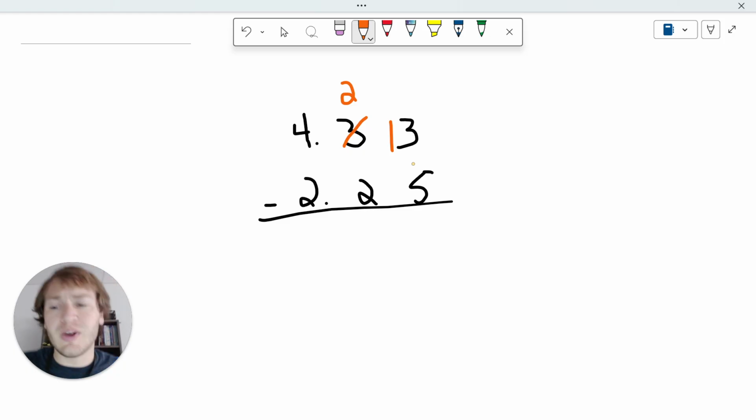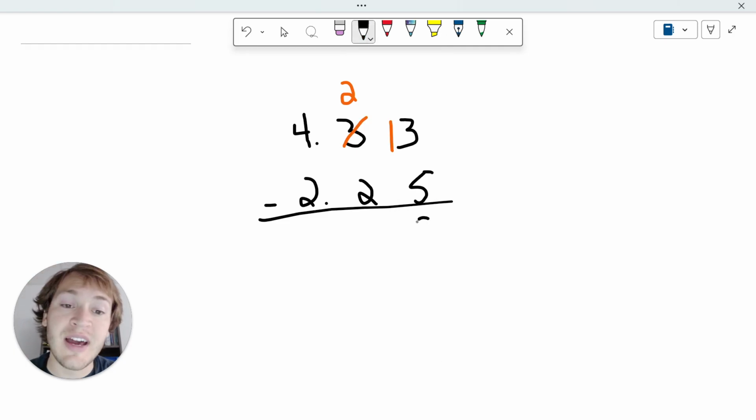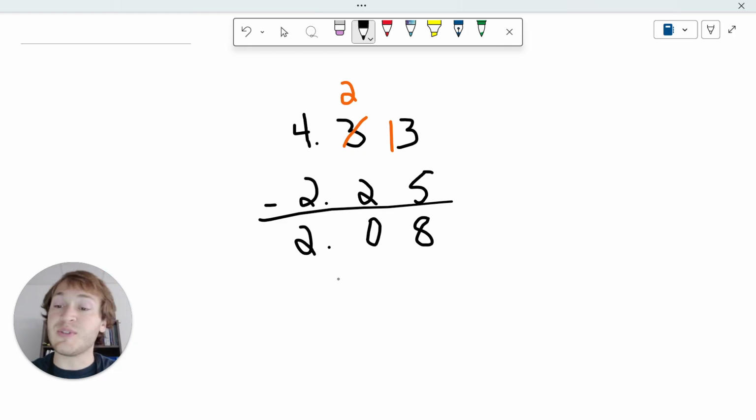If you don't remember what borrowing or regrouping is, you can go ahead and go back and watch the video where we talk about adding and subtracting. But anyway, now we can do this problem. 13 minus 5 is 8. 2 minus 2 is 0. Bring down the decimal. 4 minus 2 is 2. Cool. So our answer is 2.08.